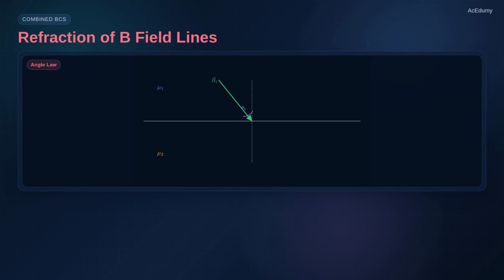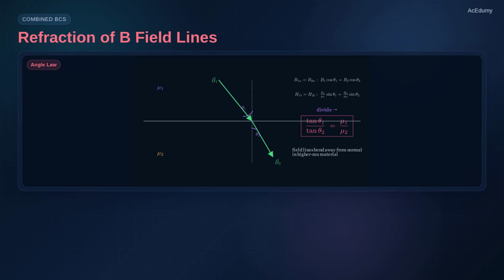A B vector in material 1 hits the interface at angle θ1 from the normal. On the other side, it continues at angle θ2. Normal B continuous gives us B1 cosine θ1 equals B2 cosine θ2. Tangential H continuous, remembering H equals B over mu, gives B1 over mu1 times sine θ1 equals B2 over mu2 times sine θ2. Divide the second by the first.